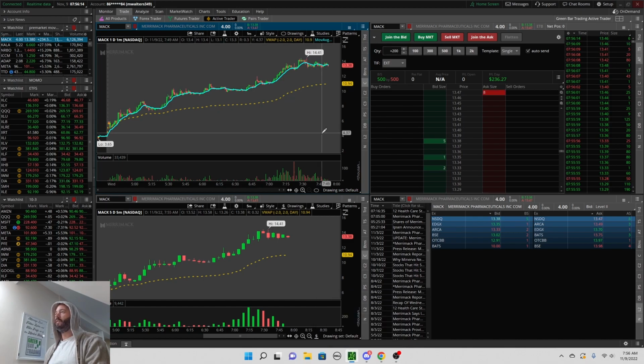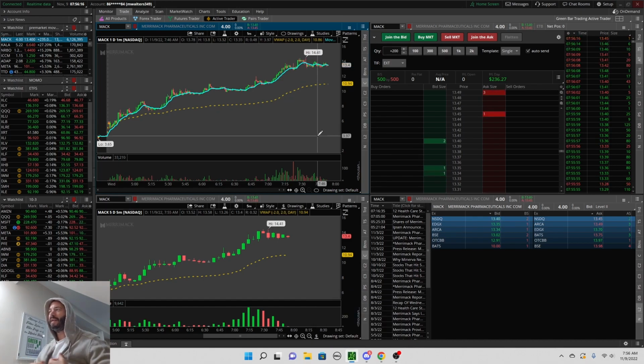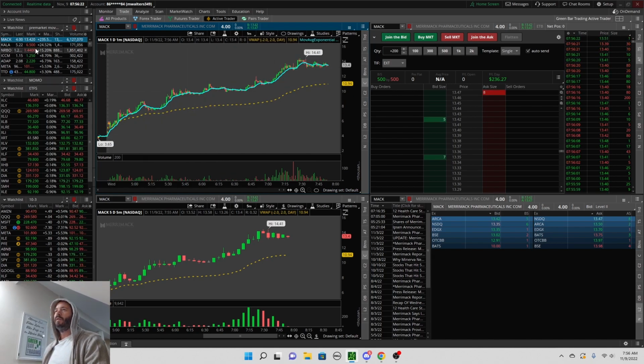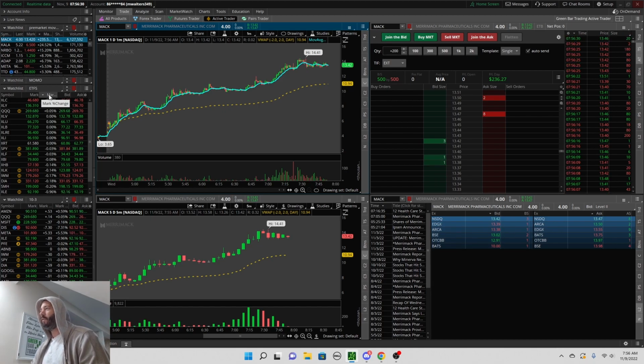What is this stock and why is it gapping up so much? Because this is what we like to look at. We like to look at the pre-market gap scanner. You can see here, up over 200% this morning. That is outstanding. That's something that gets me interested.